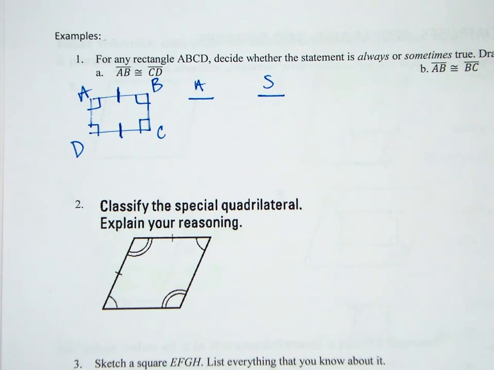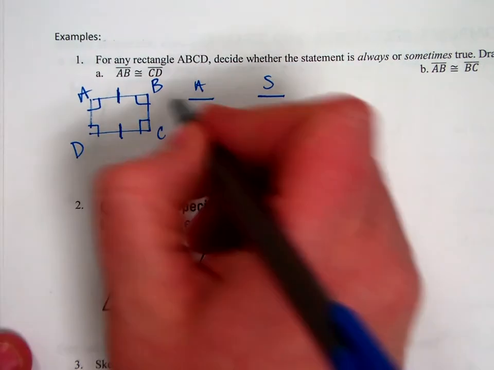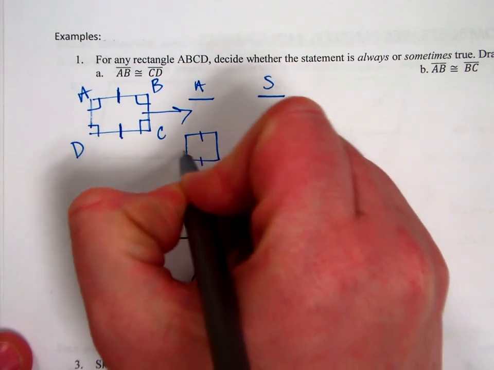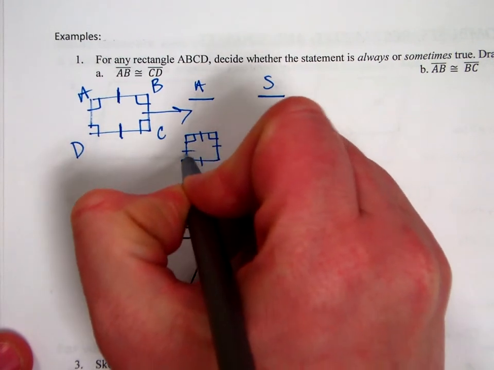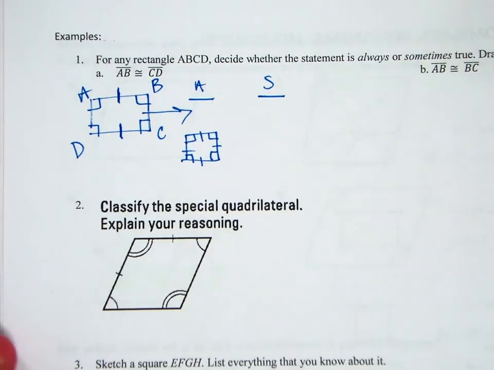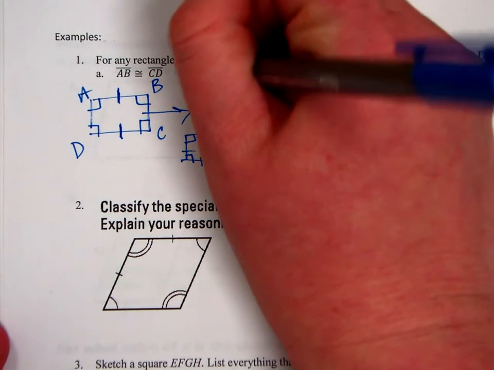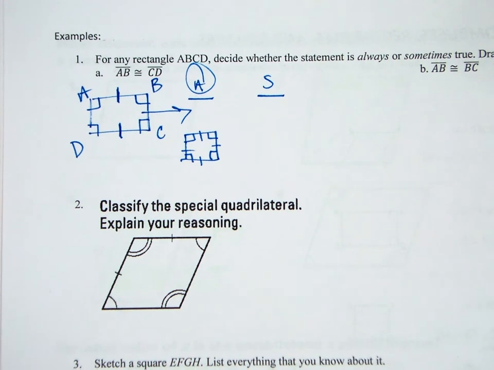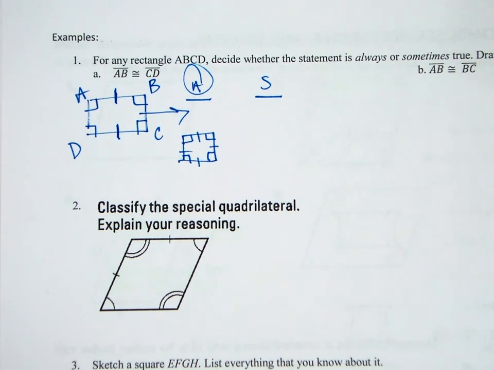Now, what types of rectangles can you draw? How many different rectangles do you get? Two. You have a rectangle and you have a square. So you got this picture here, and then you also would have the picture of a square. And it's always. Does not mean that it's sometimes. Well, why not?